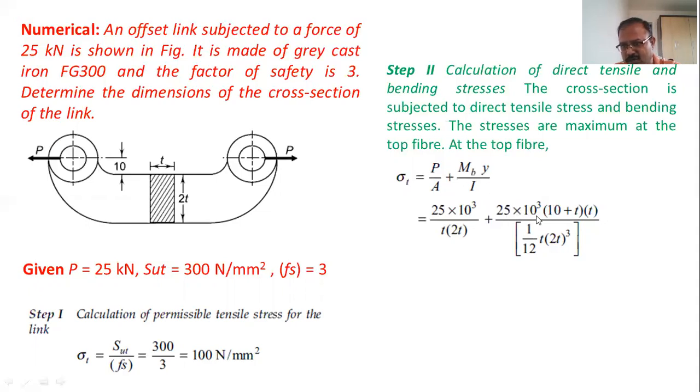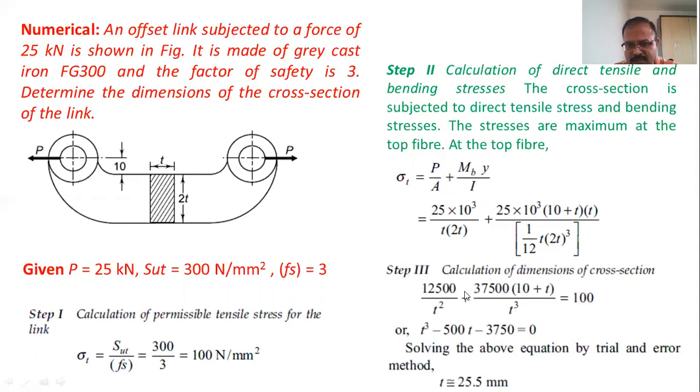P is 25 into 10 raised to 3. E is 10 plus T. Y is 2T divided by 2, that is T, and this is BD cubed by 12. And therefore, solving this particular equation by trial and error method, we can obtain the value of T. We can also obtain the value of 2T by multiplying 25.5 into 2. It will come out to be 51. Therefore, the cross section will be 25.5 multiplied by 51.